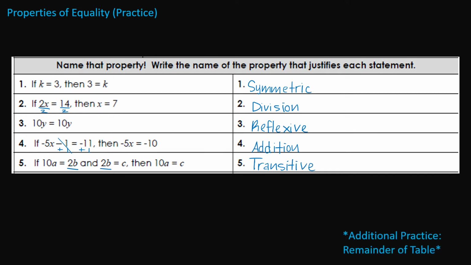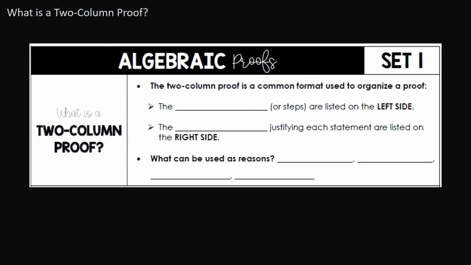So what I would like you to do is take the time to practice with the remaining problems in the table, and we will be ready to move into algebraic proofs. So let's talk about it. What is a two-column proof? What's this proof we're even talking about?